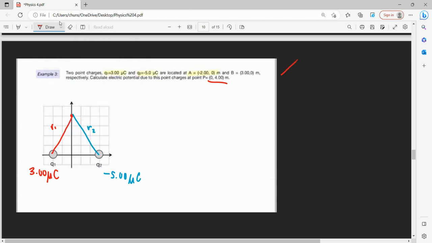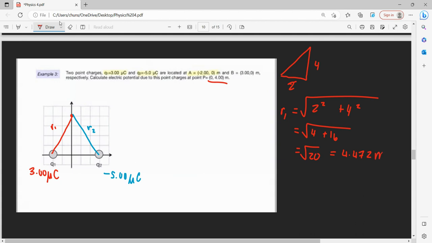So starting with our first one, we are at negative 2, so I'm just going to put 2, and at a height of 4. So when we find our R1, that's equal to 2 squared plus 4 squared, which is equal to 4 plus 16, which is equal to 20, square root of 20. And that is roughly 4.472 meters.